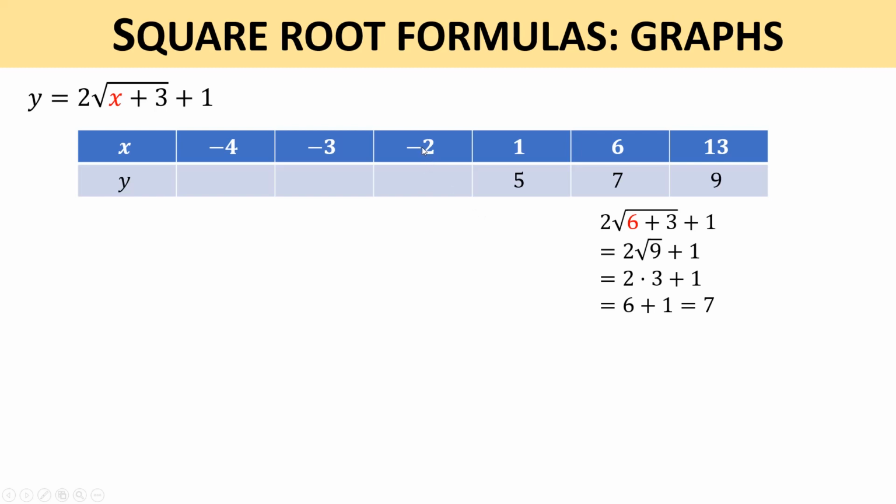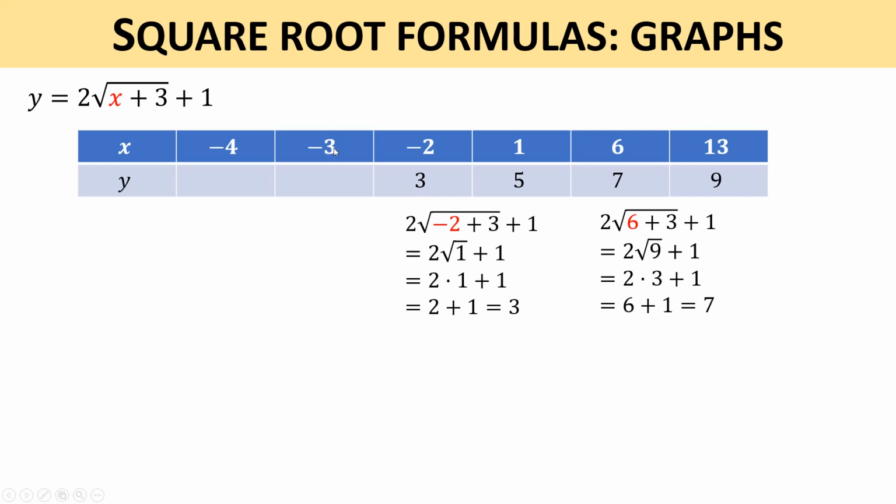When x equals minus 2, what do we get? We replace x by minus 2 in the formula. So minus 2 plus 3 is 1. So we get 2 times the square root of 1. The square root of 1 is just 1. 2 times 1 is 2. 2 plus 1 is 3. So when x equals minus 2, y equals 3.